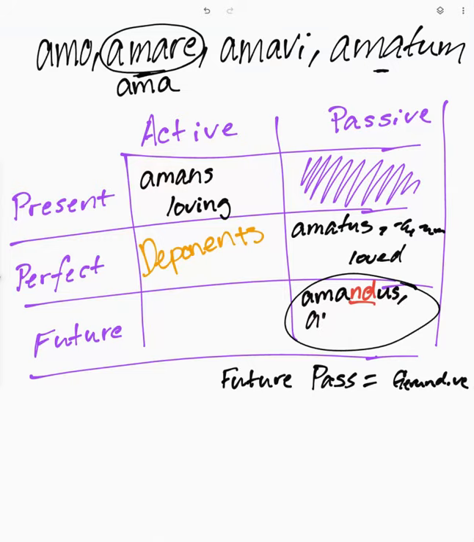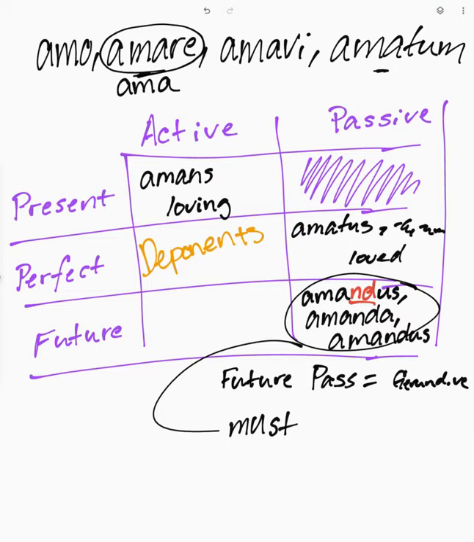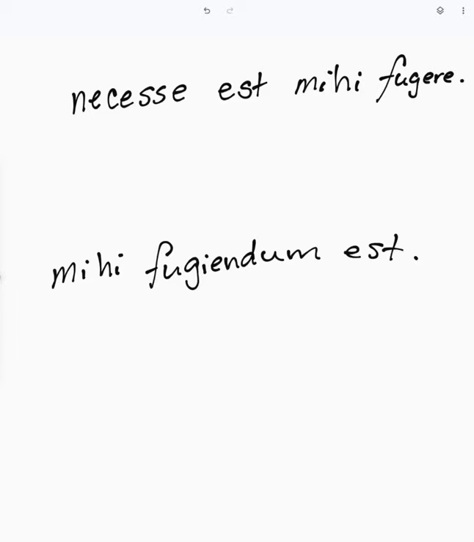Amandus, Amanda, Amandum. And these will be translated as must, and then whatever the verb means. In this case, it must love. So now that we see how we form it, with this ND letting us know that there's going to be a gerundive, let's see how we translate it in Latin, because it's a little bit different than what we're used to. Here we have two sentences that mean the exact same thing in English.